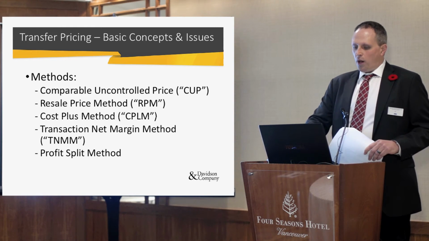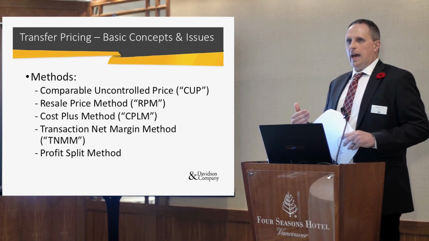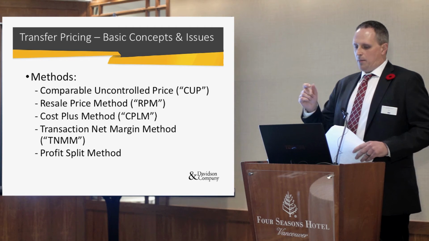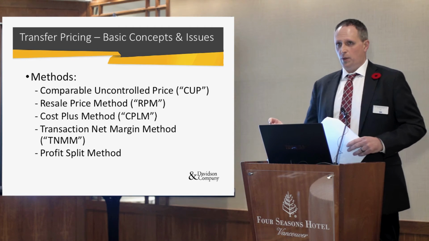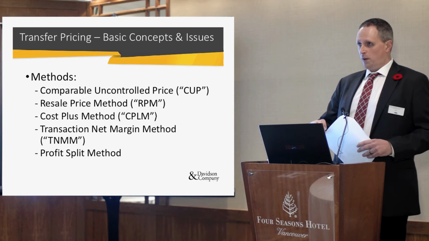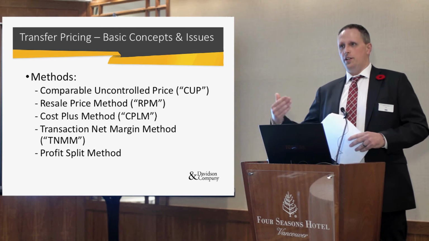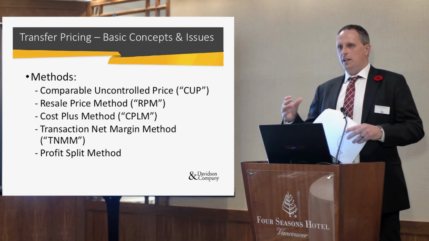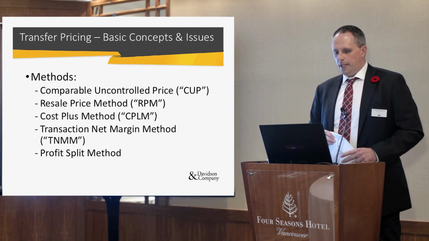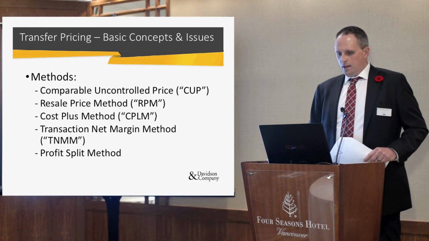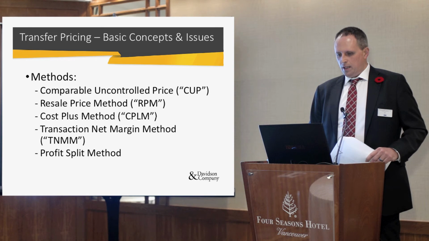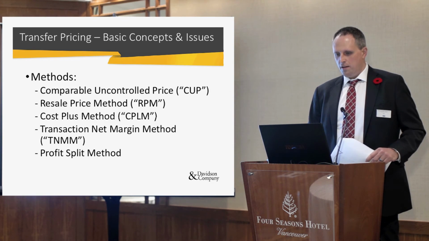Transaction net margin and profit split are effectively similar, in that they have small differences in the net margin and how they're being split between the two. Again, you're working backwards, going from your profit margin to get an allocation of what the price should be. So that's mainly the very brief Coles Notes version of transfer pricing.